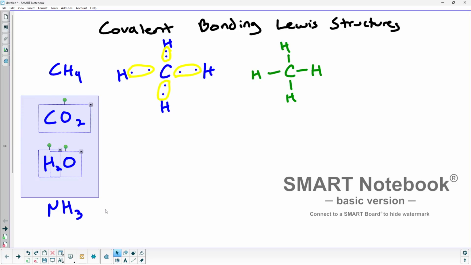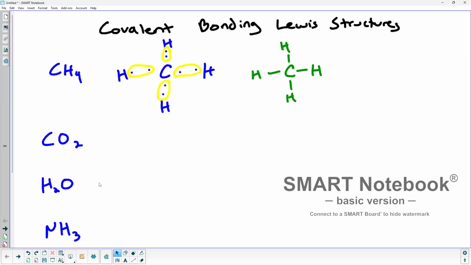I'll move these down a bit. Let's find some more space here. So I'll do CO2 next. We've already done carbon's electron dot structure. 4 electrons, wants to get 4 more. Oxygen has 6 and wants to gain 2 more. So carbon wants to make 4 bonds. Oxygen wants to make 2 bonds.